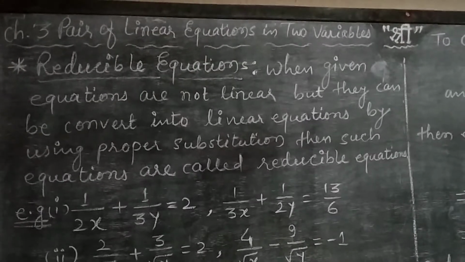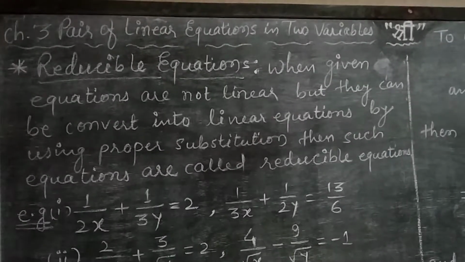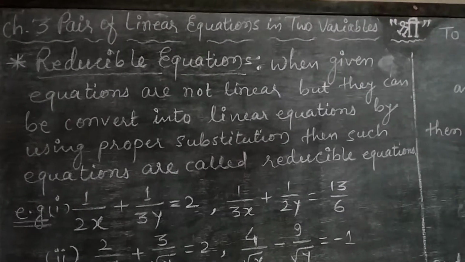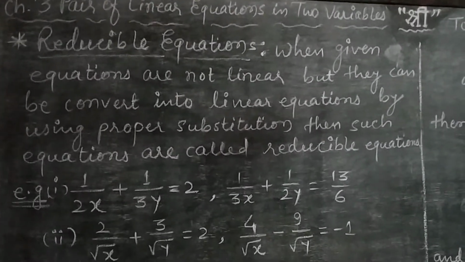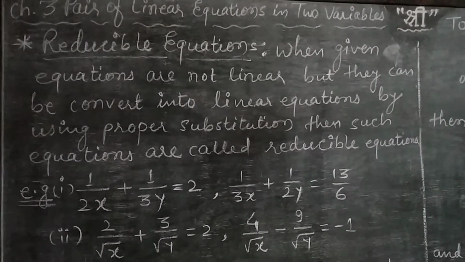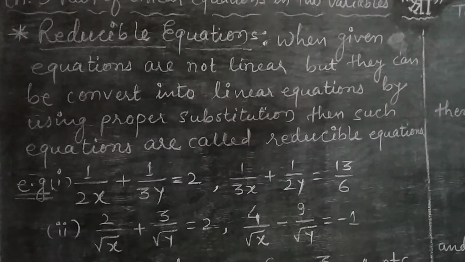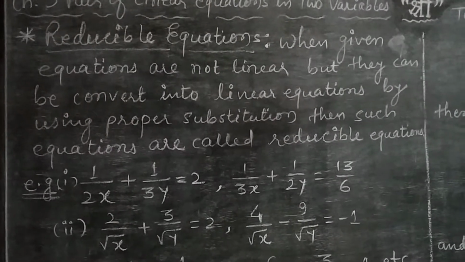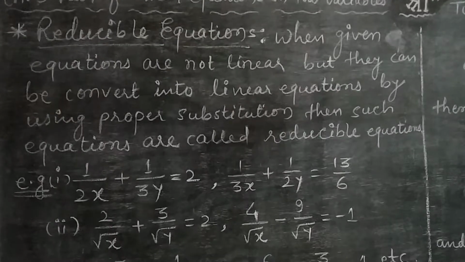Good morning, students. Today we are taking the last exercise of chapter 3, pair of linear equations in two variables. And the topic is reducible equations. It is not necessary that all the equations are linear. So when equations are not linear, what will we do? We will use some substitution and convert them into linear equations. And such types of equations are called reducible equations.